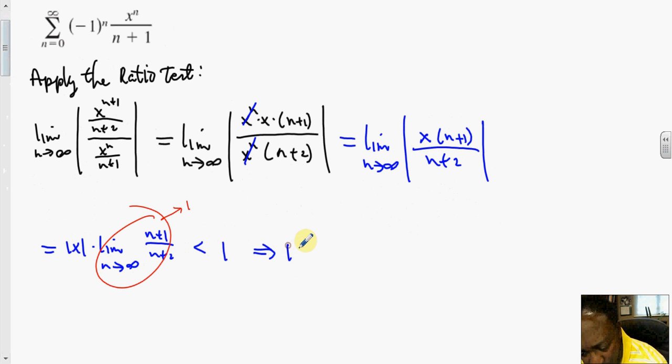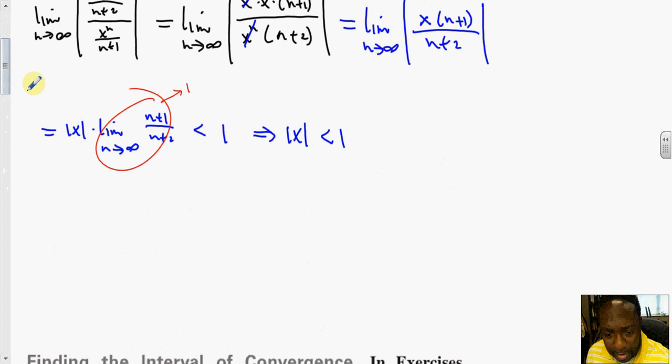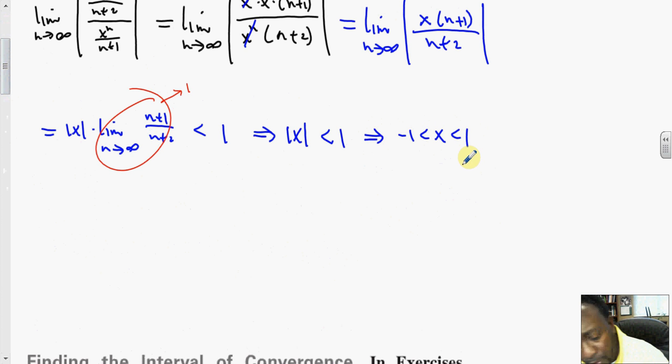So we have what's left, the absolute value of x times 1 is less than 1. Right, the absolute value of x, this limit is 1. For the ratio test, for convergence, we want this limit of the absolute value of the a sub n plus 1 divided by a sub n to be less than 1, right? So if that's the case, then we check the endpoints. Notice that this, by definition, is negative 1 less than x less than 1.